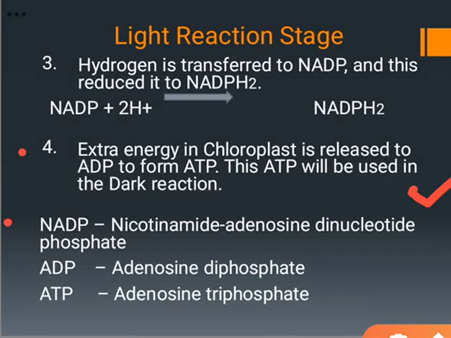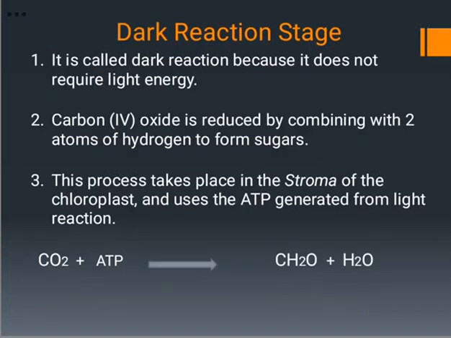Dark reaction stage. Now, the dark reaction. This dark reaction stage is called dark reaction because it does not require light energy to take place. I've told you, and you should always remember, it is called dark reaction stage not because it takes place in the dark, but because it does not require light energy to take place. That is the first thing that you should note.